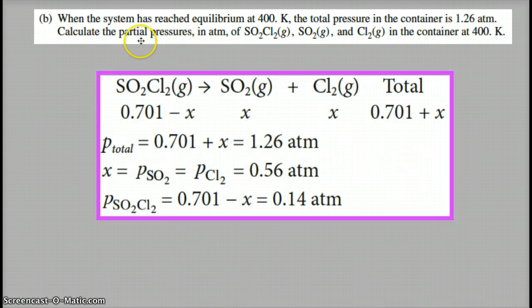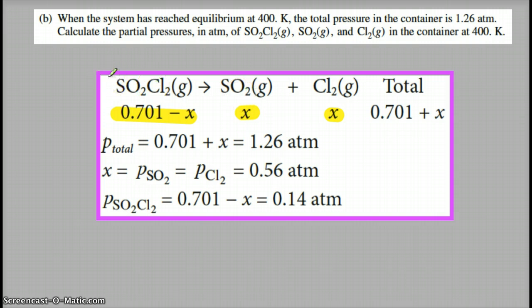Alright, so equilibrium, this is calling for an ICE table. So initially we have 0.701 atmospheres for our SO2Cl2. And of course initially we have none of the sulfur dioxide, none of the chlorine. And then we have our change, minus X for our reactants, plus X for our products. So here we have, you see the equilibrium line in the ICE table, 0.701 minus X, and we have X and X for our products.